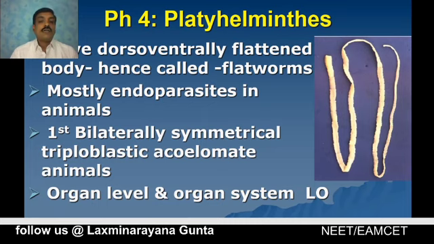Organ level and organ system level of organization is observed in these Platyhelminthes. Earlier we have seen only the cellular level or tissue level. Cellular level in Porifera, tissue level in Cnidaria and Ctenophora. And tissues performing a similar function form into an organ, and organs performing a similar function form into an organ system. This organ level and organ system level of organization is first observed in Platyhelminthes.